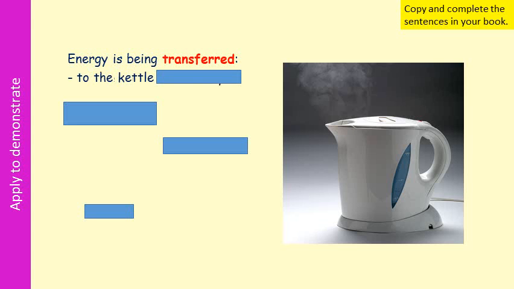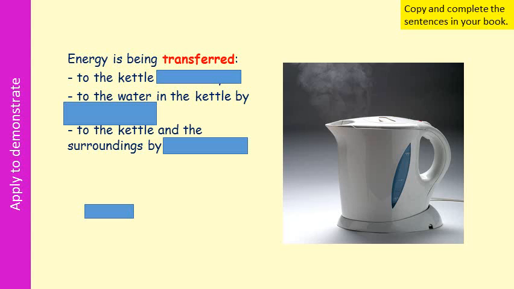Here's an example for you to try. So the first part is you have to pick the correct energy transfer. So how is energy being transferred to the kettle? How is it being transferred to the water? And also how is it being transferred to the air around the kettle?